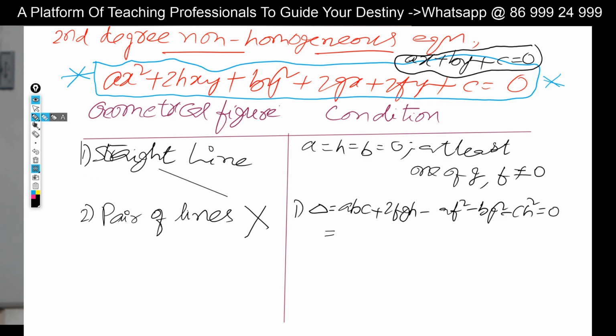Now, for the sake of easy remembrance, it is easy to remember this in the determinant form. What is that? Determinant form. Just see, it is an interesting determinant, like this, please.